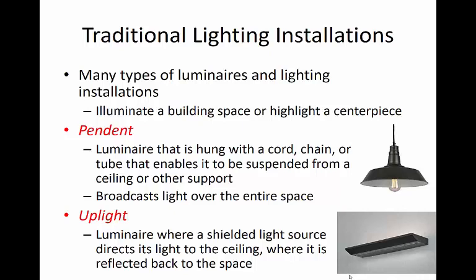At the bottom here, we have an uplight. This is a luminaire where the light is shielded to only spread the light in an upward fashion. So the light is going from the source up to the ceiling and being reflected back down into the space. This is a good way to help eliminate glare in a lot of situations.